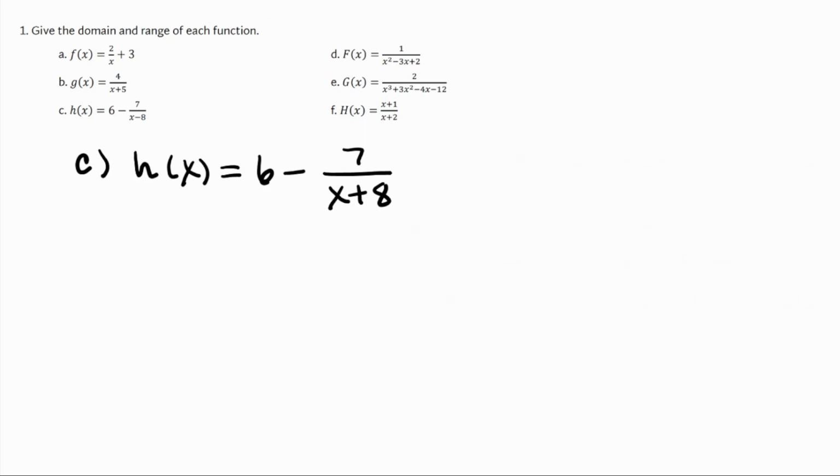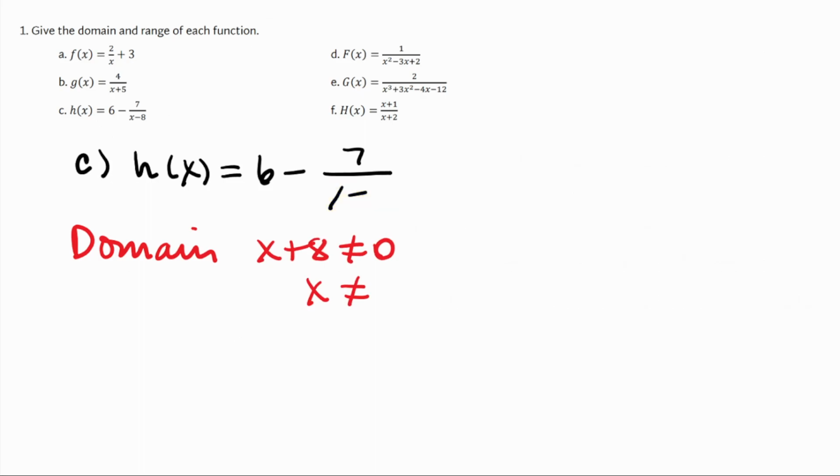Right, the next one is h of x equals 6 minus 7 over x plus 8, which is really kind of, I guess, like both of these put together, the first two. So for the domain, I'm going to do the same thing I've been doing. X plus 8 is not equal to 0. So that means x is not equal to, wait, no, that was supposed to be a minus. Whoops. So it's an x minus 8. That would want to become a minus 8 as well. And that means that x is not equal to positive 8.